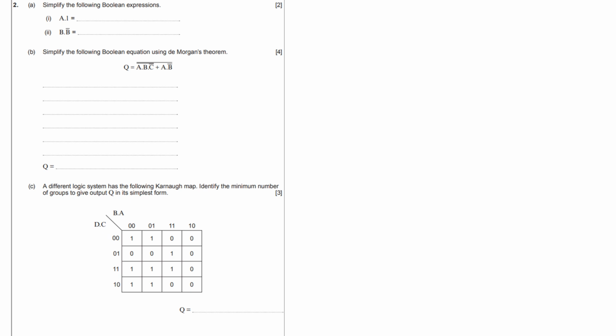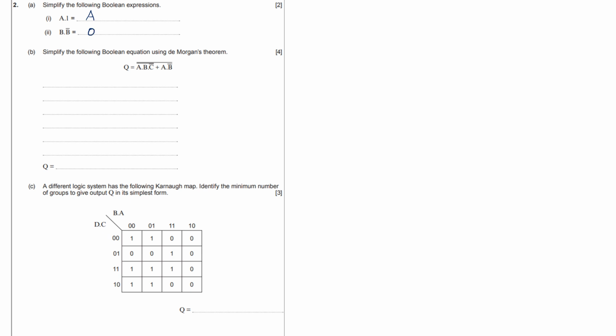Anything ANDed with 1 is itself, A and 1 is just A. B ANDed with not B, that's essentially 1 and 0. What would that always equal? Obviously, you're not going to get anything out there.